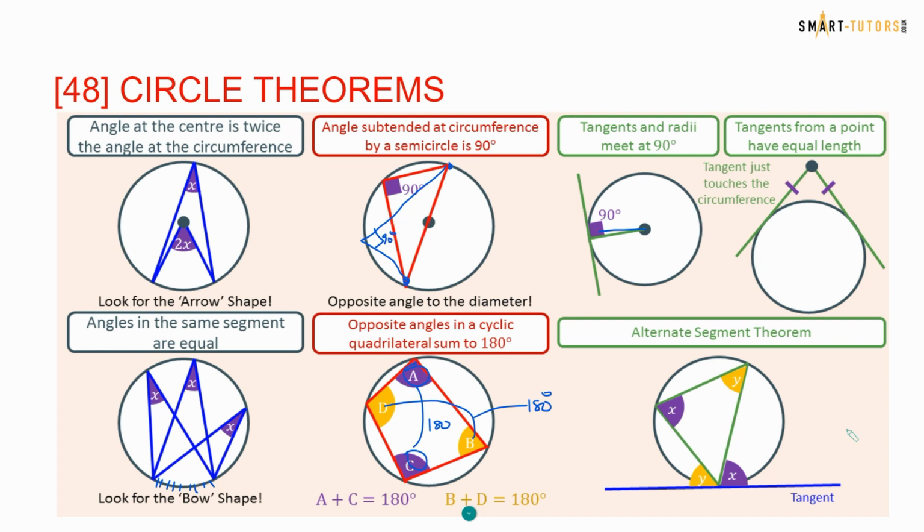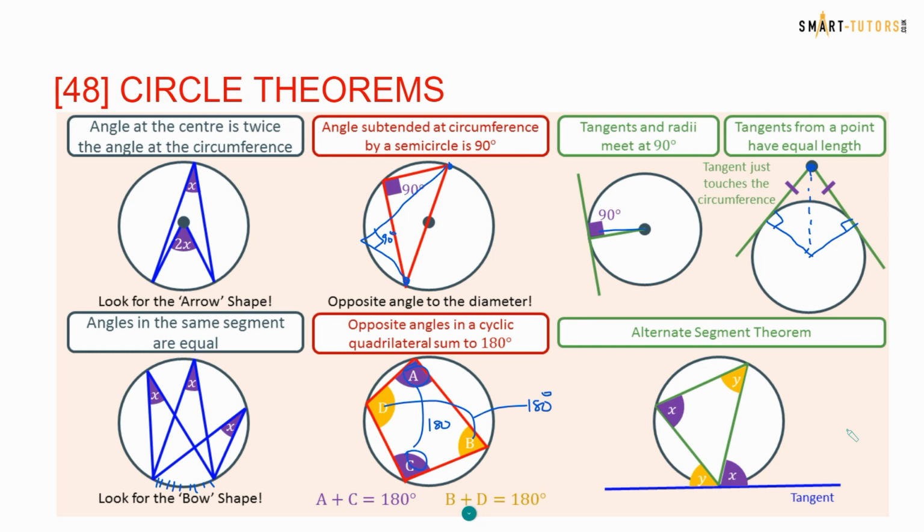The next one: tangents from a point have equal length. From an outside point, if you draw two tangents, they are going to be equal in length. For example, if I draw this radius here, this is going to be 90 degrees, and this is going to be 90 degrees. If I connect this one, these two triangles are going to be congruent triangles.